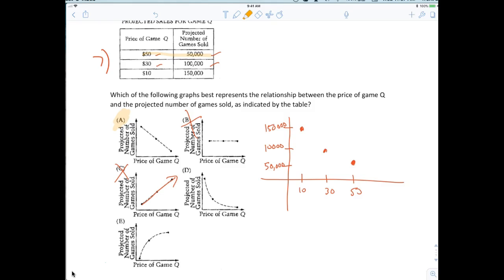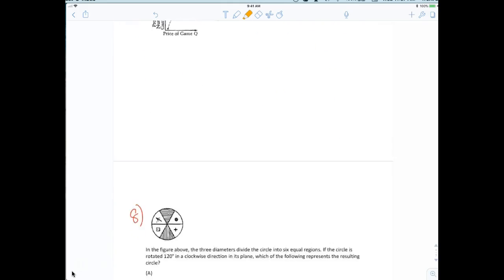Now, the other thing you can look at here is you can notice that, well, I don't want to get into that. Let's just go ahead to number 8 now.